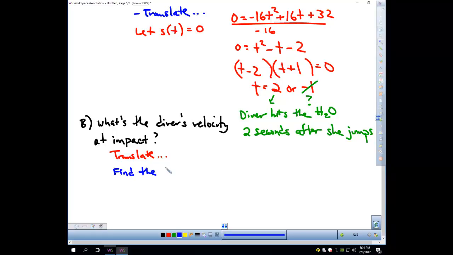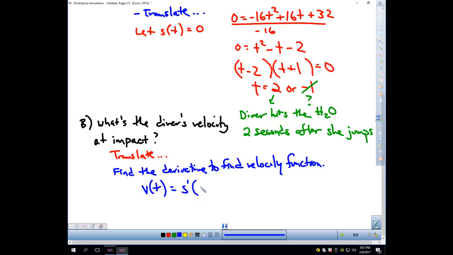Remember, just a few moments ago, we said that velocity is going to be the derivative of the position function. Our position function was negative 16t squared plus 16t plus 32. So my velocity, using those rules that we learned yesterday, is going to be negative 32t. We take 2 times 16, reduce the power by 1, plus 16. 1 times 16, and now the t is gone because it's t to the 0.